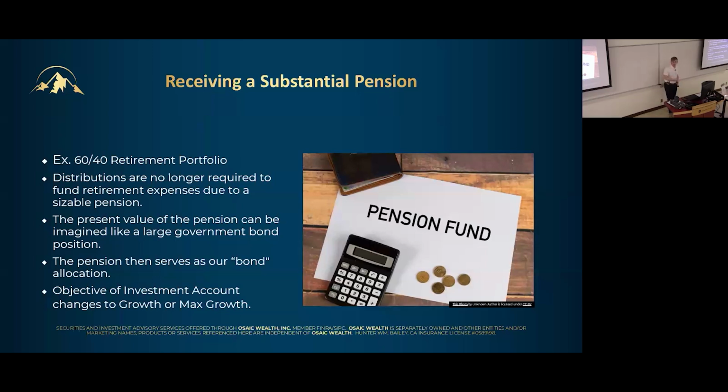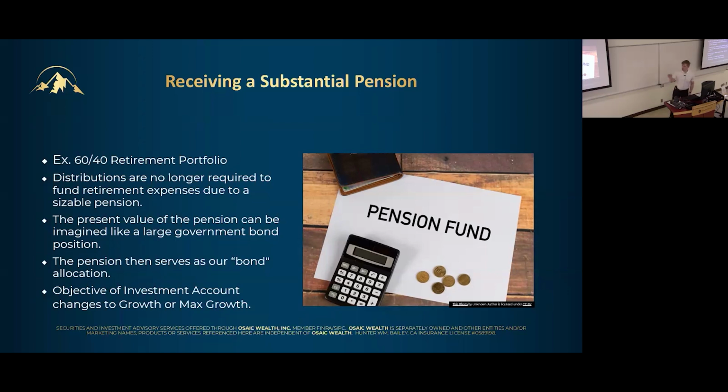Receiving a substantial pension. Now, usually you're not going to get a surprise pension in your retirement, but some people don't really consider it as an investment asset sometimes. So let's say we're looking at a 60-40 retirement portfolio. We come up to retiring and we go, wow, that pension is really fantastic. I didn't think it was going to be that big. Maybe you just didn't talk to your company for a while and you got surprised. Anyway, distributions are no longer required from your retirement portfolio, 401k, IRA, whatever you got. They're not even needed to fund retirement expenses due to a sizable pension.